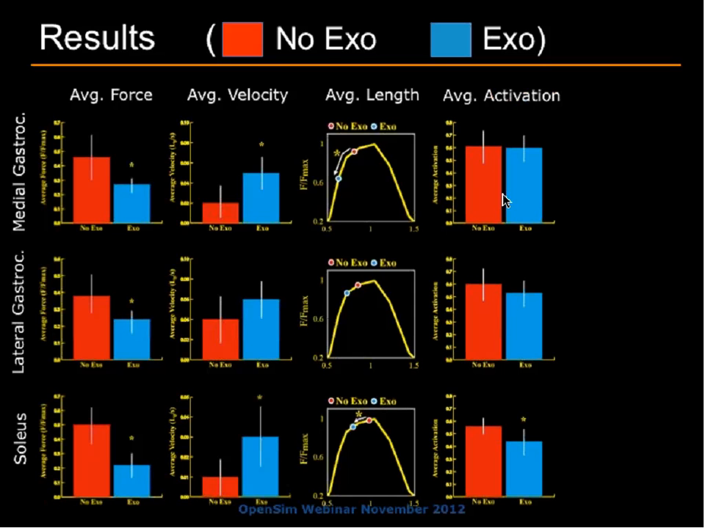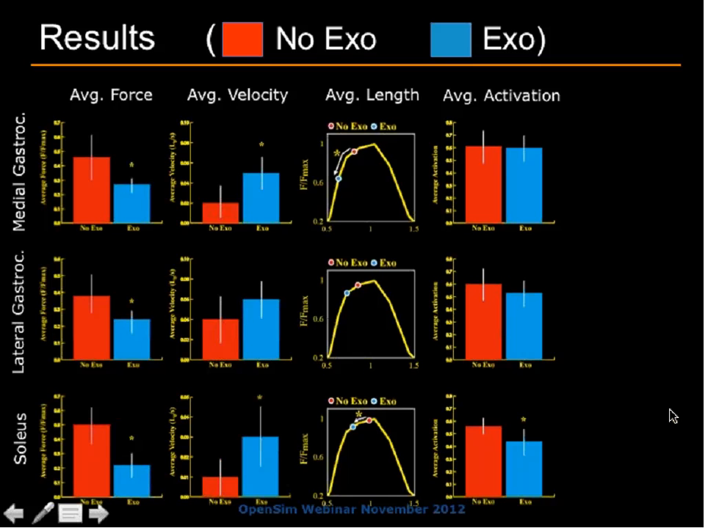And if we look at the soleus data, the exoskeletons did effect a small reduction in activation. But I'd like to point out that this is a relatively small reduction in activation, given how large a reduction in force we observed for this muscle. And this, again, is probably due to large increases in velocity of the contractile element and less favorable operating lengths.